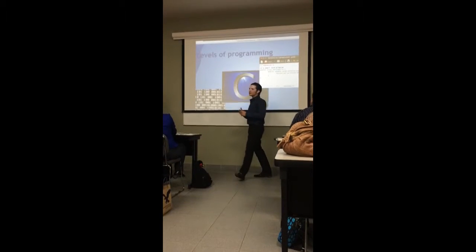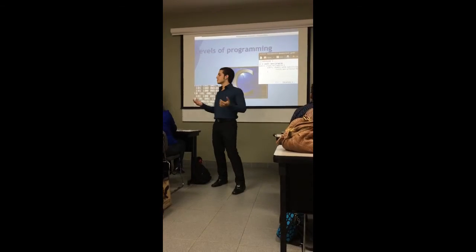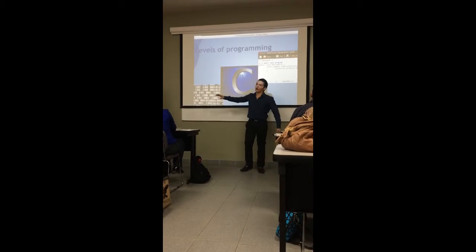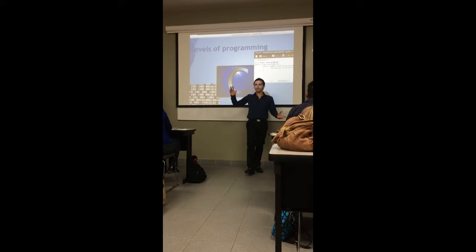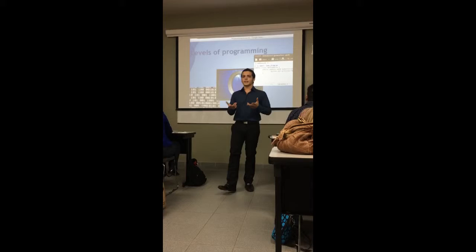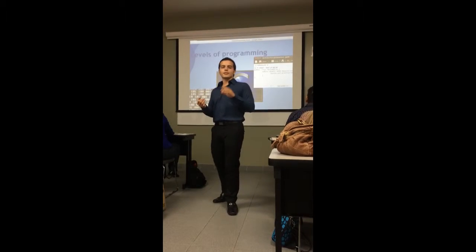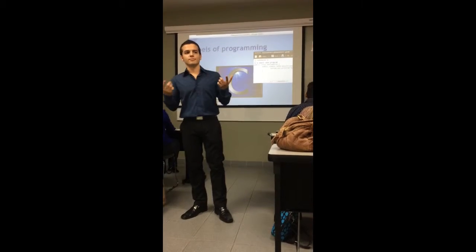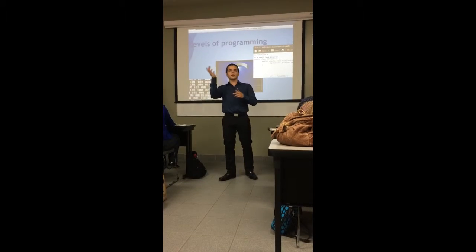Well, now I'm going to talk about the levels of programming languages. The first level is the low-level language. That is machine code that is formed by binary code. That is 1 and 0. That 1 means electricity and 0 is not electricity. It's like a switch on and off.